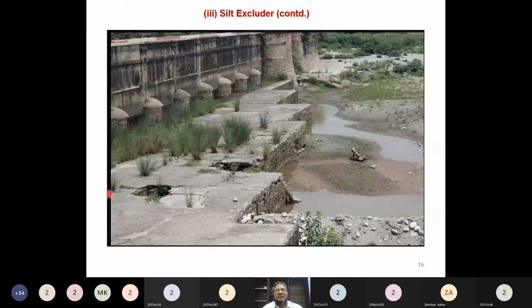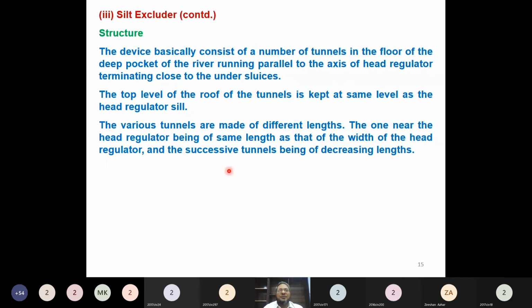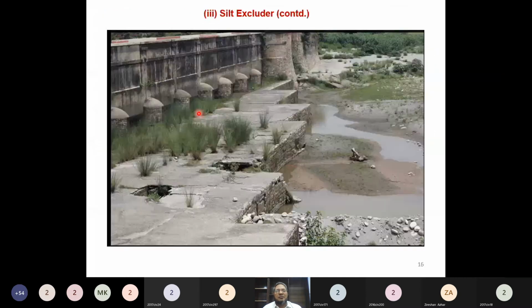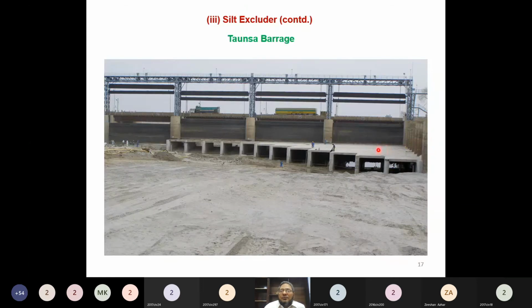So there are tunnels here. This is another tunnel, this is another tunnel, this is another, and so on. The water which carries more sediment is separated by this slab, and that moves under the slab, whereas the water which contains less silt is allowed to enter into the head regulator of the main canal. The top level of the roof of the tunnel is kept the same as the sill or crest of the head regulator. Okay, same is the case here. So this top level of the concrete floor would be the same as the crest level of the head regulator of the main canal.